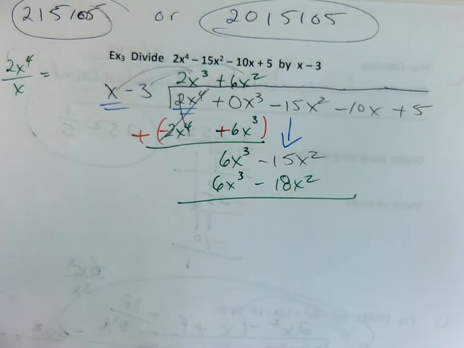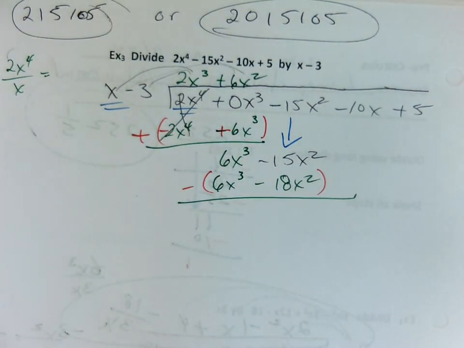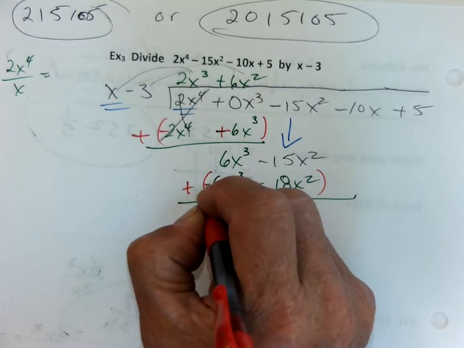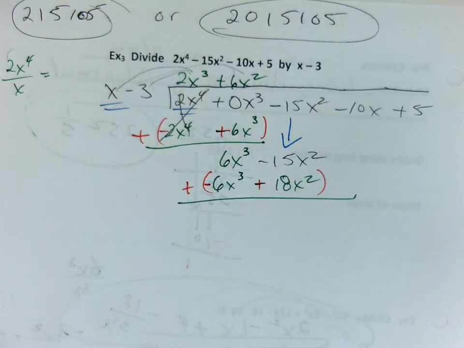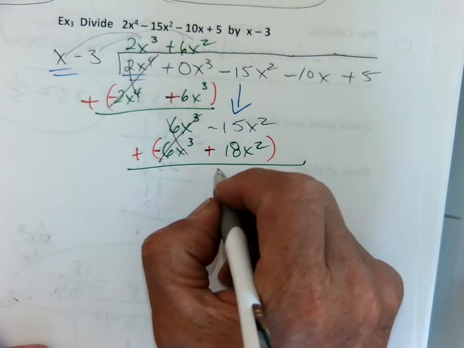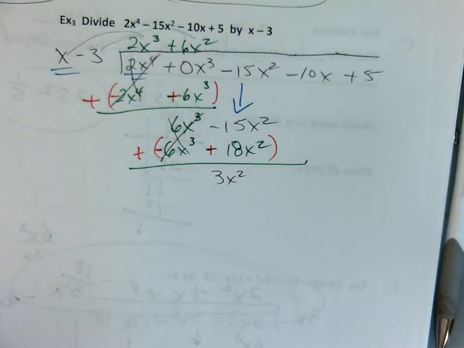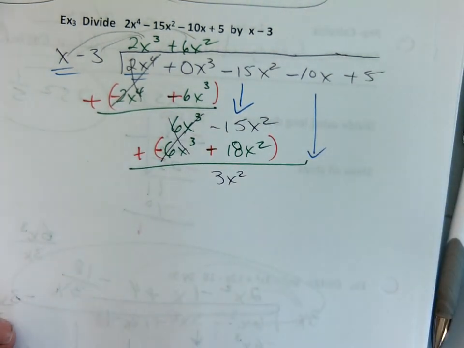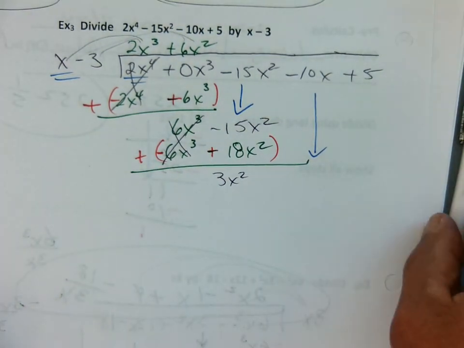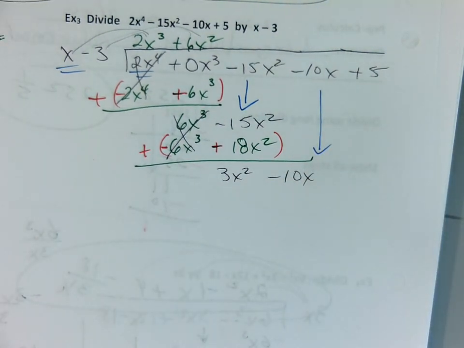I'm going to subtract. But again, I like to add a negative, which is the same thing as subtraction. My 6x cubes will cancel. I'm left with a positive 3x squared. Bring down the next term. I'm going to get a minus 10x. It's a long problem. We're getting close.